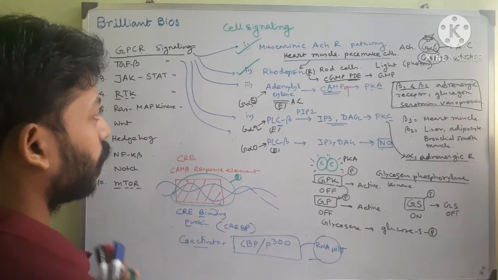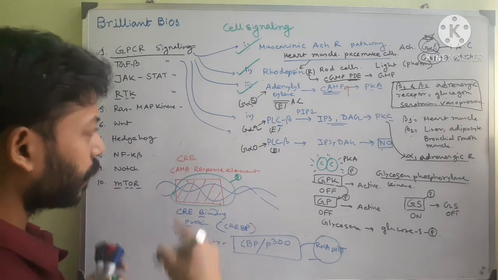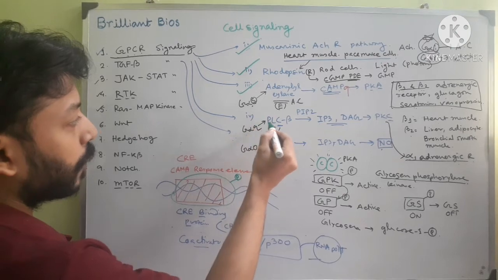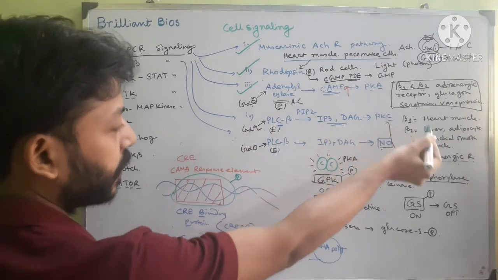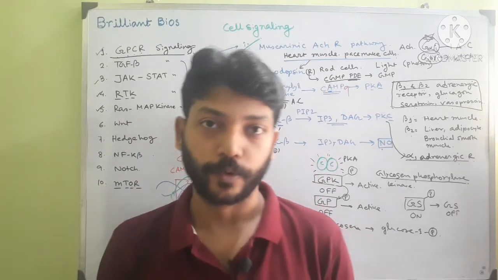So in this video we have completed the understanding of this third mechanism. Then in my subsequent classes I will talk about how PLC beta is activated and PKC gets activated, and NO, that means nitric oxide, is produced.